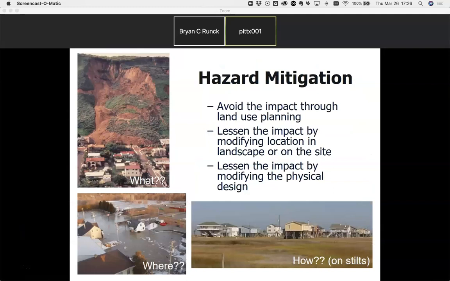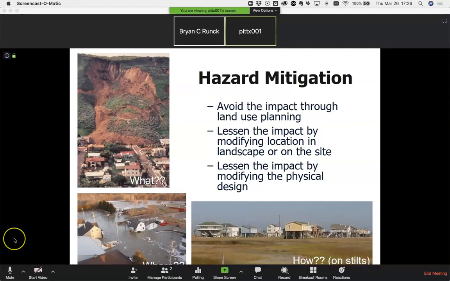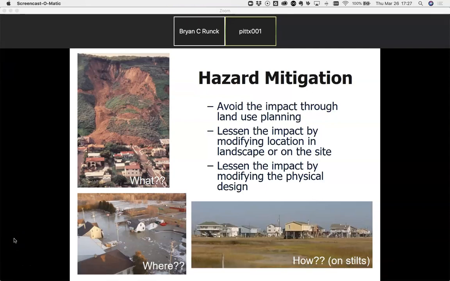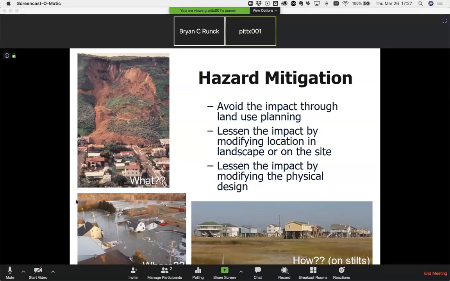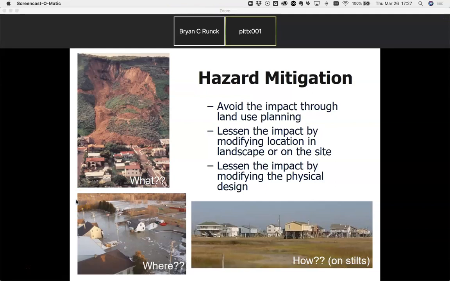In terms of hazard mitigation, there are at least three different strategies that we can use in trying to mitigate the effects of hazards in the landscape. First of all is avoid the impact through land use planning. Use different planning strategies as a way of guiding human activity in such a way that we avoid those areas that are particularly susceptible to certain types of hazards. We can lessen the impact by modifying the location in the landscape or on the site, move things around essentially. And we can lessen the impact by modifying the physical design of that which we're locating in the landscape.